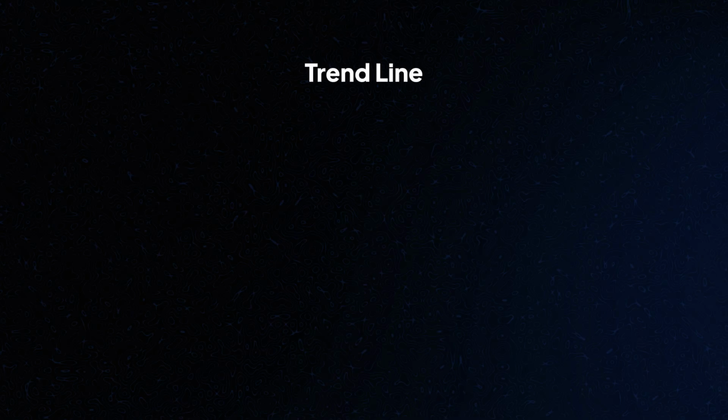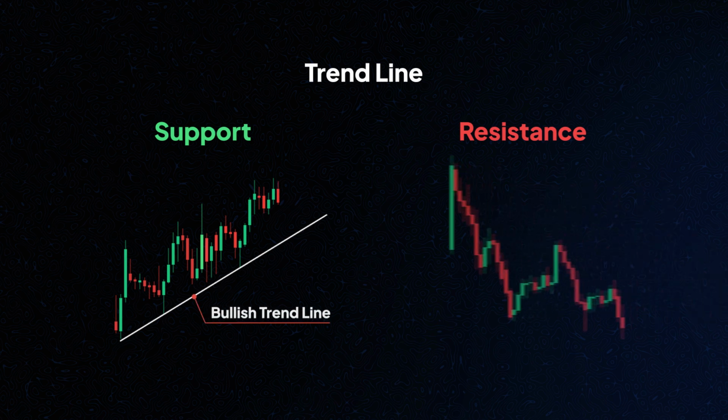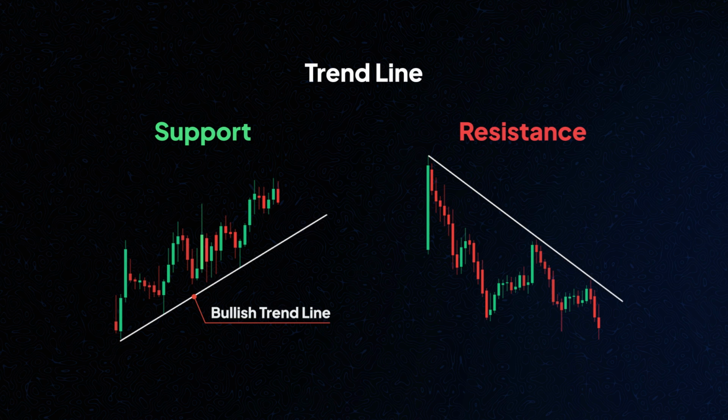A trend line is an area of support or resistance. In an uptrend, markets gradually move up with pullbacks touching a support area to form a bullish trend line. In a downtrend, the price moves down with pullbacks to a resistance area, creating a bearish trend line.